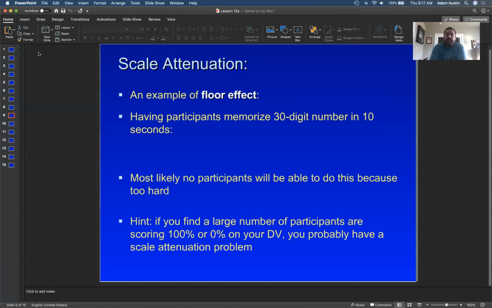A hint: if you find a large number of participants are scoring 100% or 0% on your dependent variable, you probably have a floor or ceiling effect. So this is where you would go and check your data. It is always important to check your data as the study is going, so that you can hopefully catch it and adjust before you have all your data collected, and then have to throw all that data away and restart because you ran into a floor or ceiling effect.